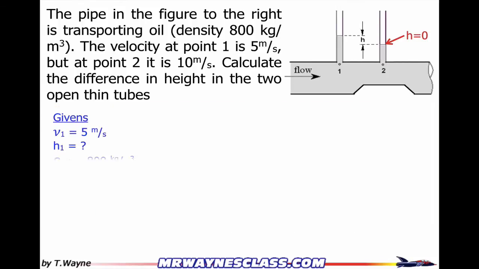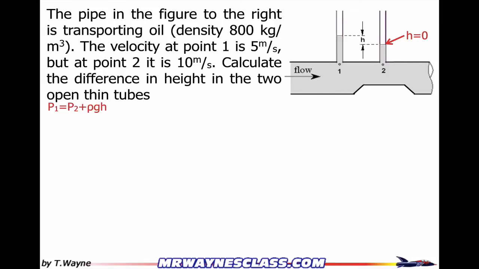So if I look at this in terms of the givens, I know that the velocity at 1 is 5 meters per second. The height, I don't know. It's one of the parts I'm going to look for. The density of the oil, the velocity underneath point 2 is 10 meters per second. And I'm going to call that height above number 2 equal to 0. Alright, so I'm going to erase that so I have some room.